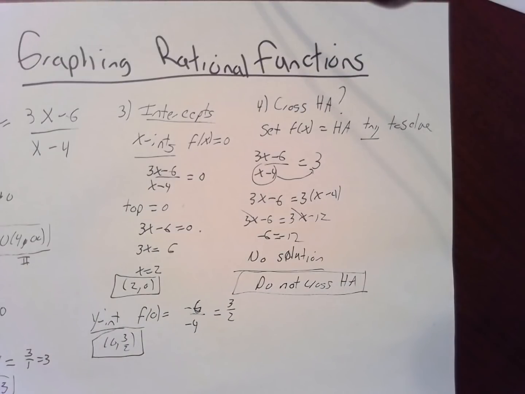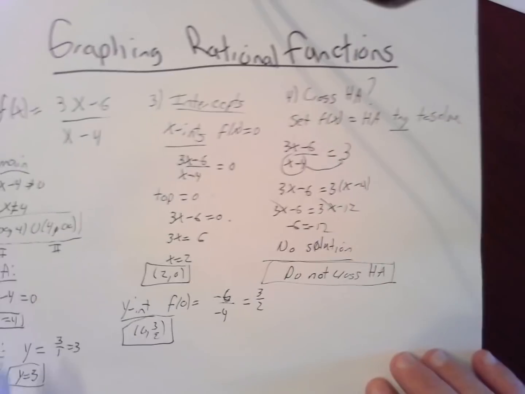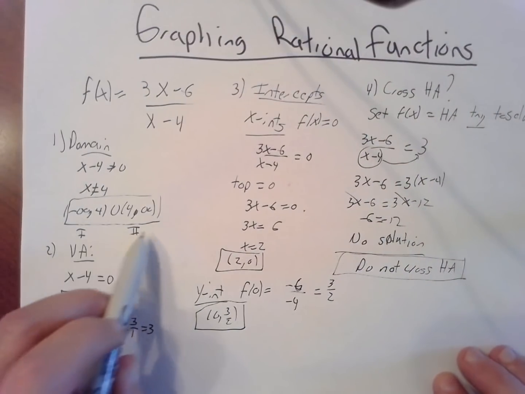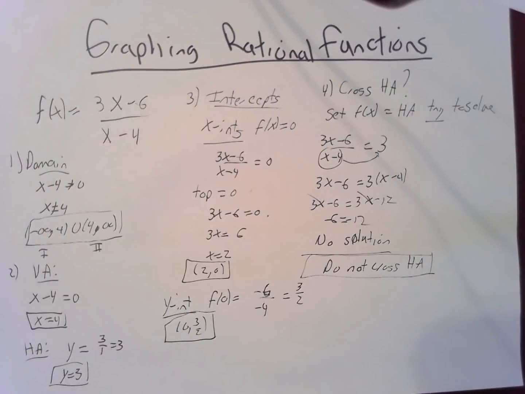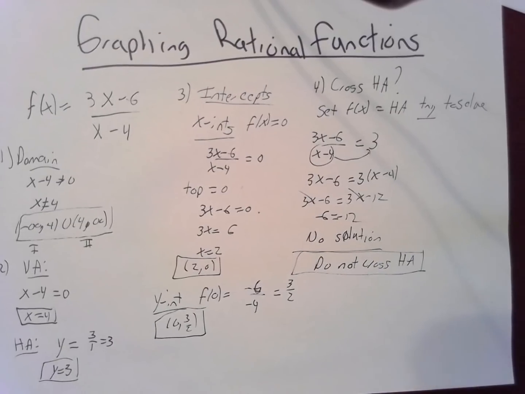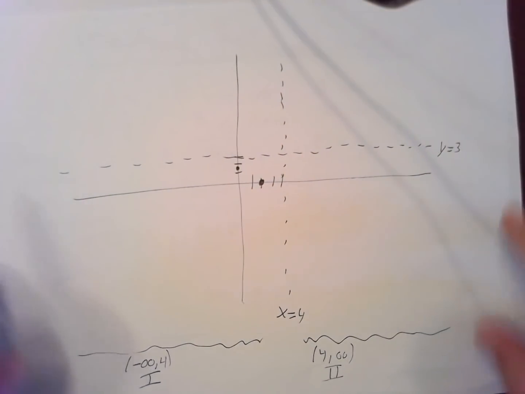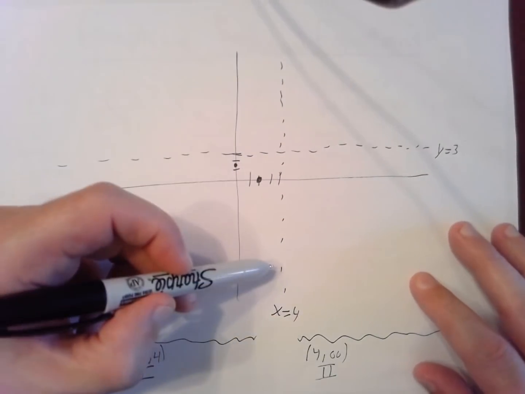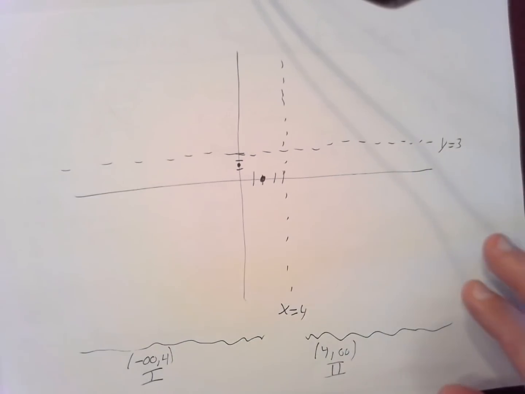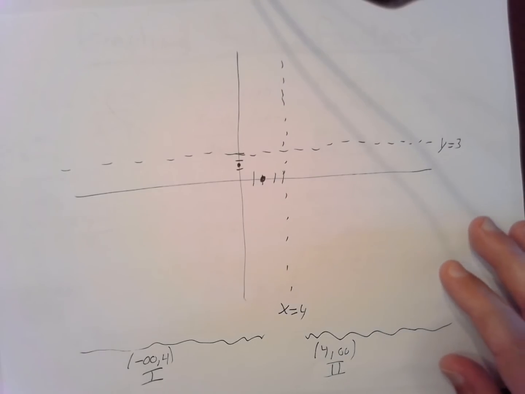Okay, and then the last step is plot any additional points you need. Usually, remember how we had our domain broken up into sections? Normally you need at least 1 point per section. I'm going to argue in this case we don't need anything else. I've got enough information to graph this guy. So let's look at what we have. Remember, you're never, ever, ever going to cross a vertical asymptote. Sometimes you cross horizontals, but here we don't.